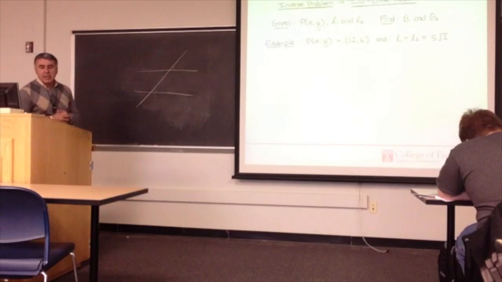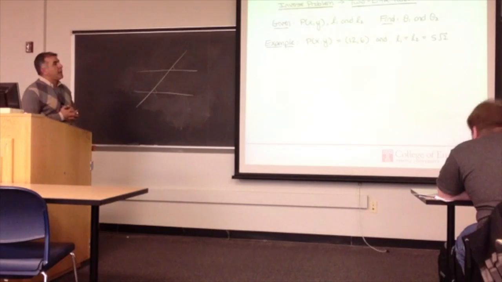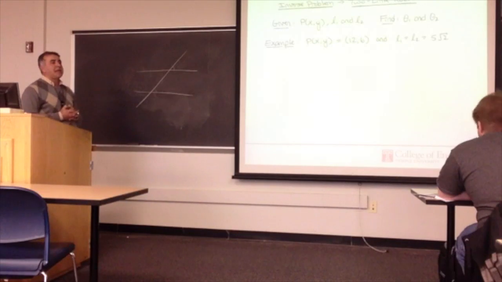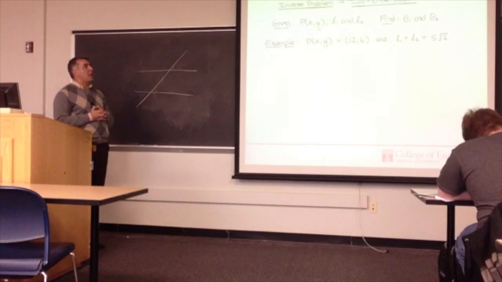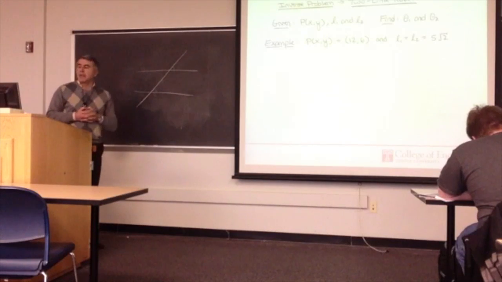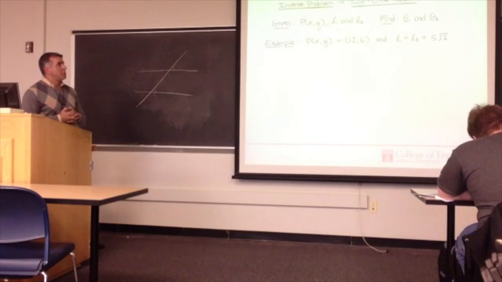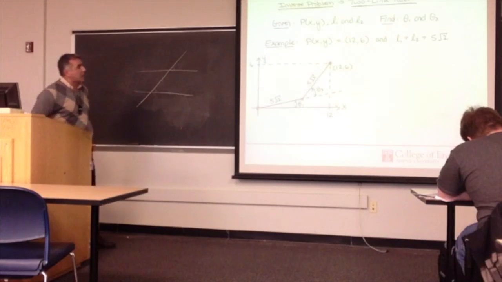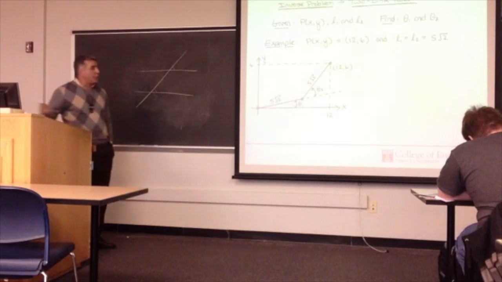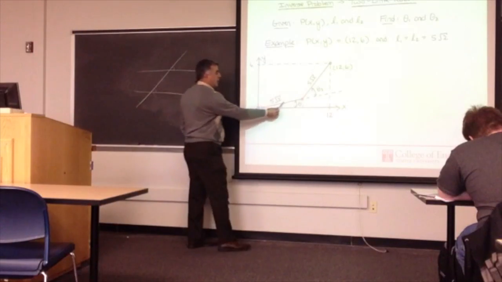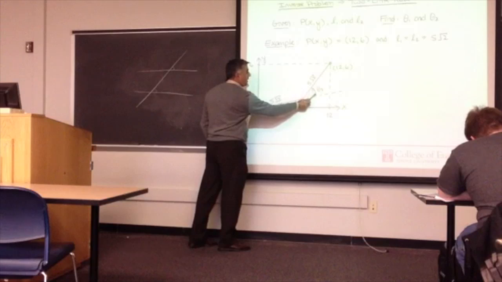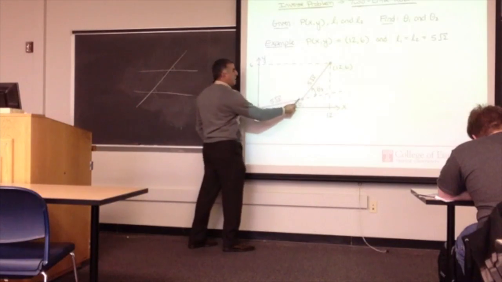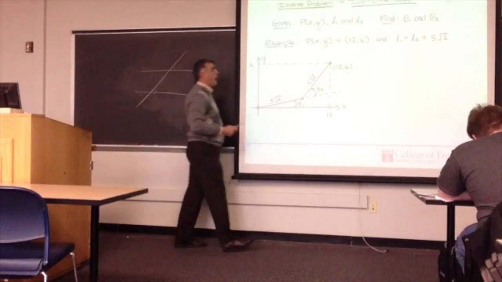In this case, let's say that we have a location which is 12 and 6, and the robot links are 5 times the square root of 2. If I want to plot it, it would plot something like this. I don't know what theta 1 is, and I don't know what theta 2 is, but I know how long my links are, and I know where I am going to end.